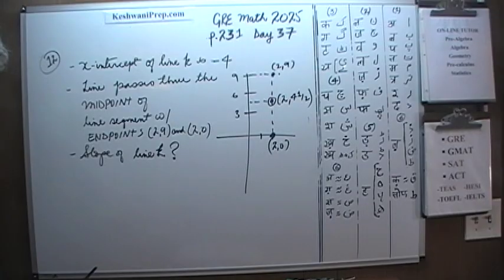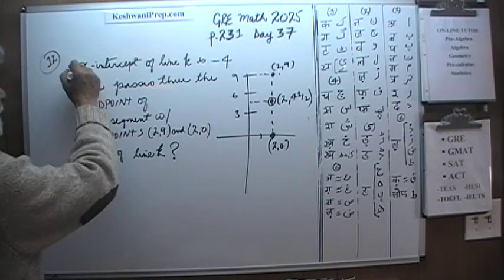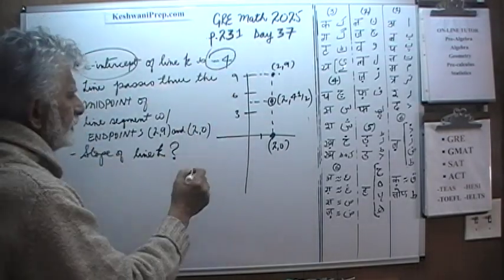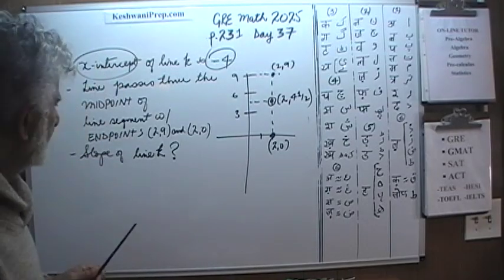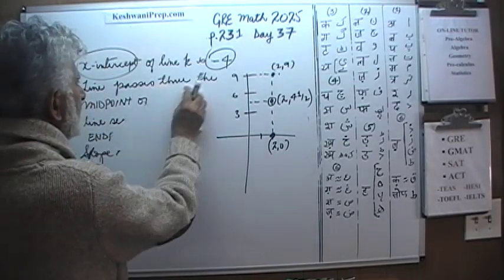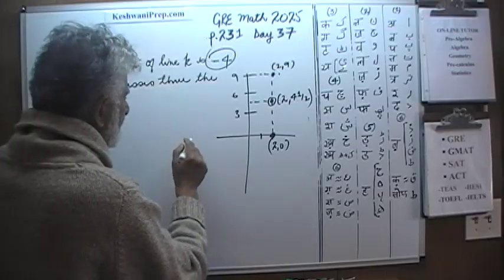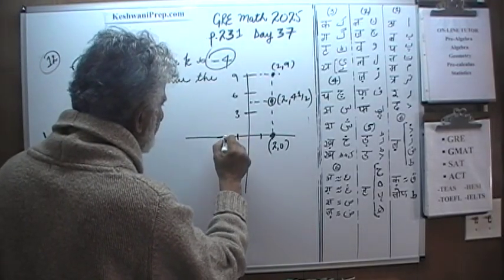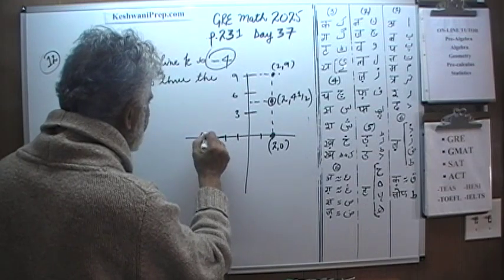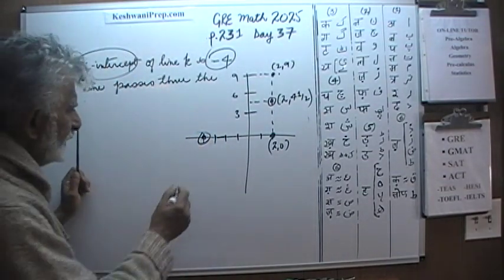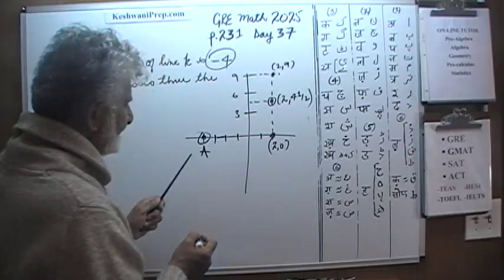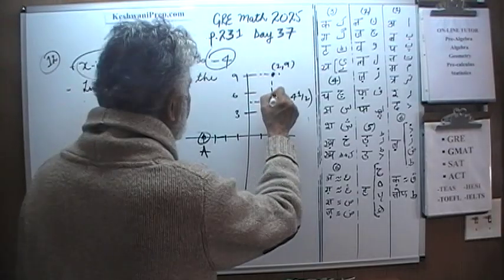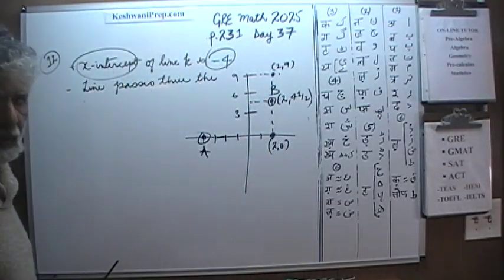And we also know that it has an x-intercept of -4. Somewhere here, let's erase this part. X-intercept. This is 1, 2, 3, 4. It goes through this line right there. So we know that it goes through this point. Let's call it A because that's the x-intercept. And it goes through this point. Let's call it B. We just have to figure out the slope.